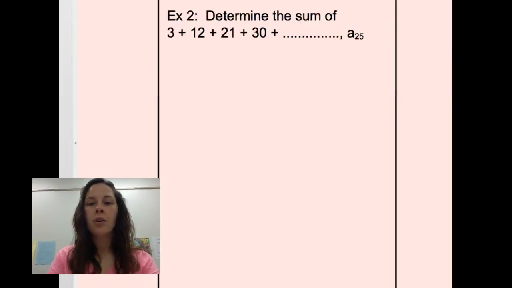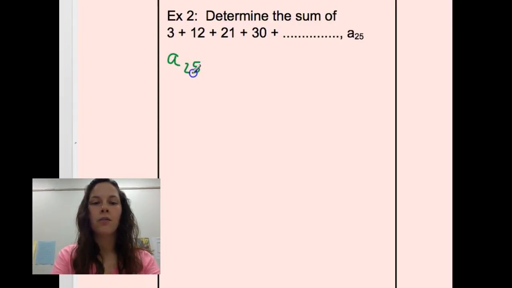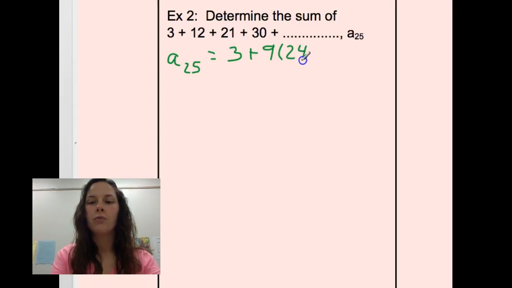Our next one's a bit more complicated. This time we don't know what the last term is, and for our sum formula, we need to know the last term. So our first job is to find the 25th term. So we have a sub 1 plus that common difference. As we can tell, we're adding 9 to each term, times n minus 1, which is 24. So our 25th term is 219.